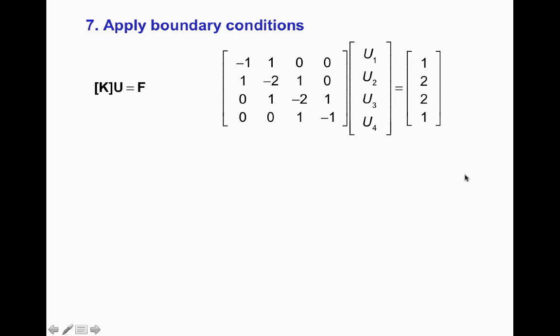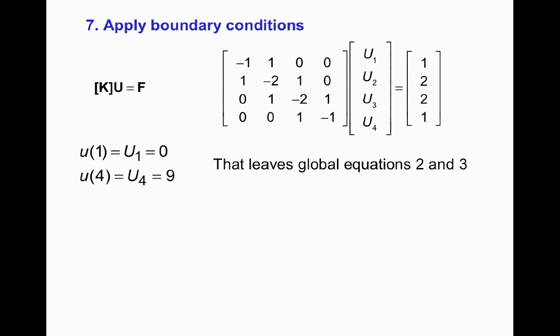However, before we can actually solve this system of equations, we need to apply some boundary conditions. So this is our global system of equations. But if you tried to solve it, you'd find you couldn't get a solution because you need some sort of constant of integration, some sort of boundary condition to admit a specific solution. And if you recall, our boundary conditions were that u at x equals 1 was 0 and u at x equals 4 was 9. In other words, u1 is 0 and u4 is 9. So we actually already know u1 and u4. So somehow we have to enforce this constraint on the system before we can solve it. It actually just leaves us with two equations left to solve, equations for U2 and U3.